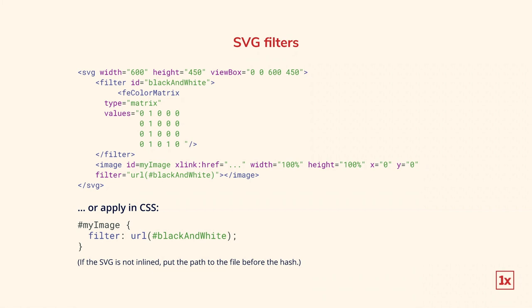And below you can see that actually you can also apply filters with CSS. So you have to keep in mind that if your SVG is not inline in HTML and you are using CSS to apply it, you then have to add the path to the file before the ID hash.